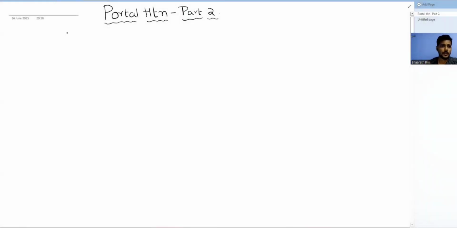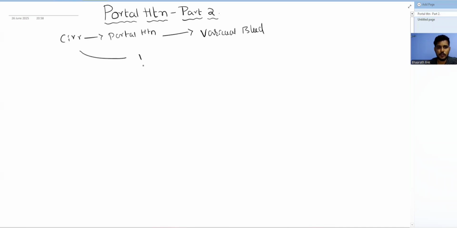Hypertension. Right. So whenever the patient has developed cirrhosis, and this cirrhosis has led to portal hypertension, the most significant cause of mortality in these patients is the development of variceal bleed. So about one third of the cirrhotic patients die because of the variceal bleed.